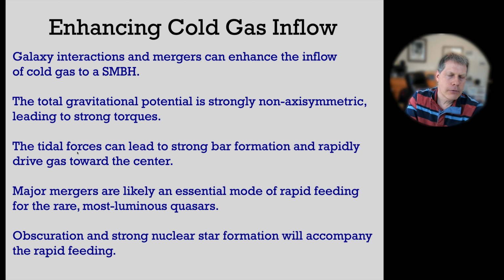Now, as all of this mass, this cold, dusty gas, is driven down to the vicinity of the supermassive black hole, it will, of course, obscure much of the stellar and supermassive black hole emissions that try to emerge from that region. And furthermore, as large amounts of dusty gas are pushed into the nuclear region, you are likely expected to set off strong nuclear star formation that will accompany the rapid feeding. And so these are relevant factors operating as this strong black hole growth is occurring.